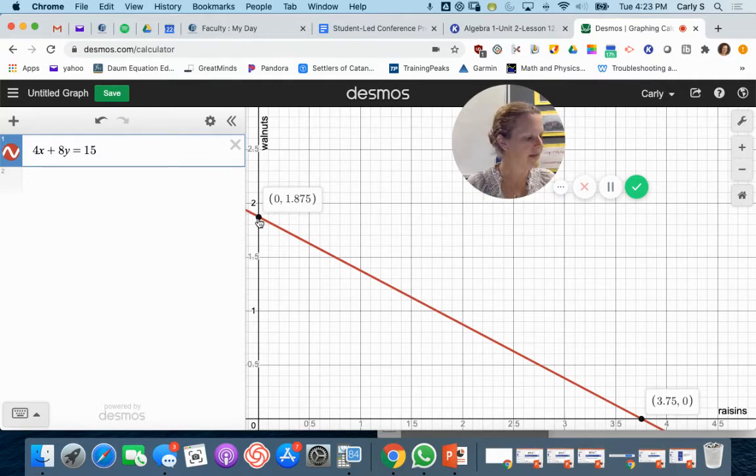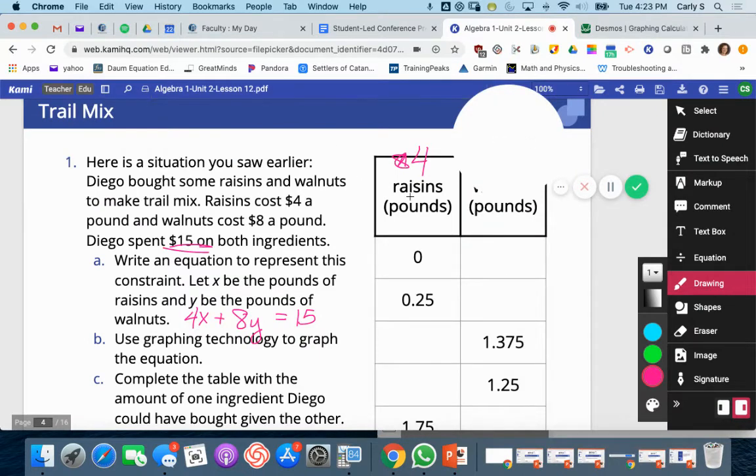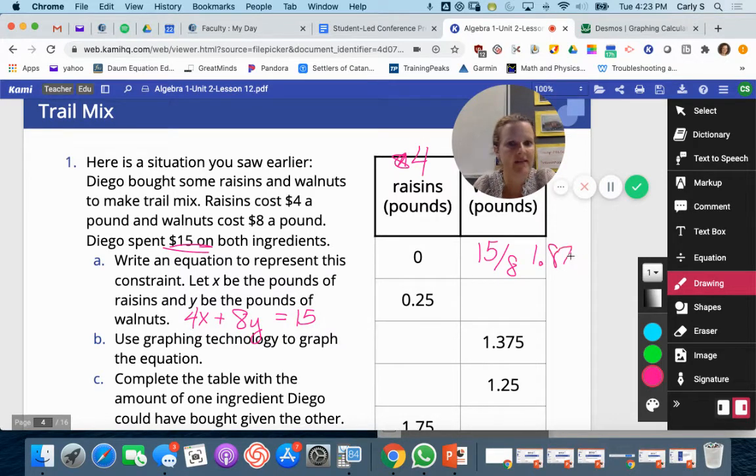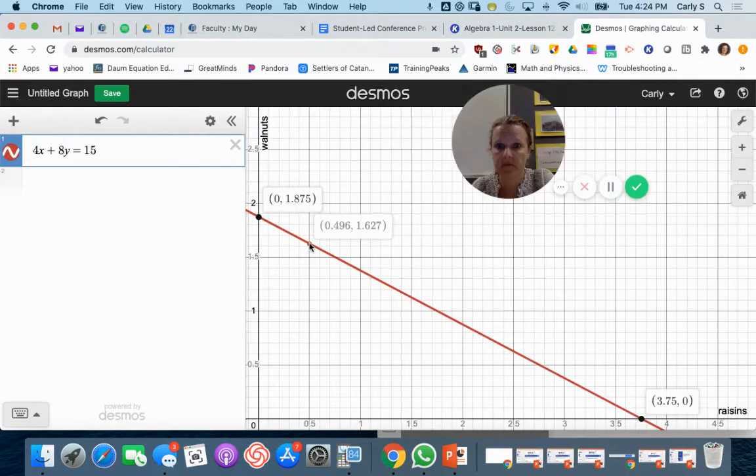Okay, 1.875 is the same as 15/8 pounds of walnuts, right? I'm going to go back there. So 15/8 or 1.875 pounds of walnuts. If we have 0.25 pounds of raisins, I can plug everything into my equation there, or I can come over here. And I can look at my graph and say when raisins is 0.25, walnuts is 1.75, okay?